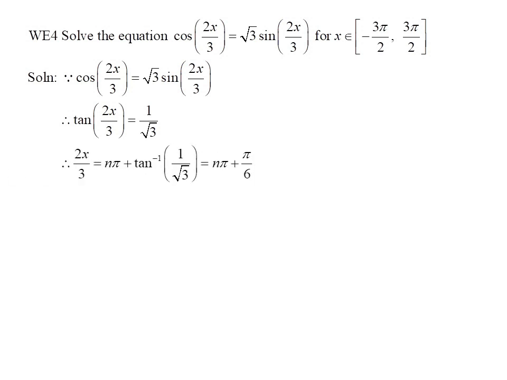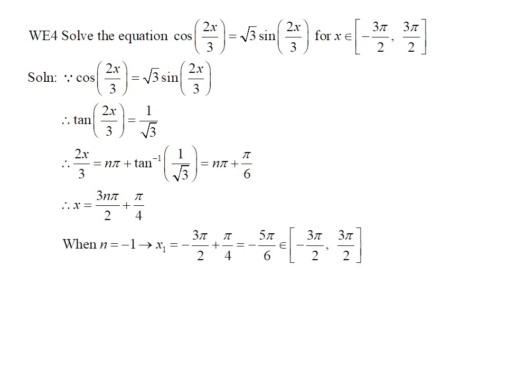Hence, we have 2x/3 equals nπ plus arctangent 1/square root 3. Here n is an integer. You may recall the value of arctangent 1/square root 3, which equals π/6. After rearrangement, x is expressed as 3nπ/2 plus π/4. Then, according to the given domain, we choose the appropriate n values to work out all the possible x values.